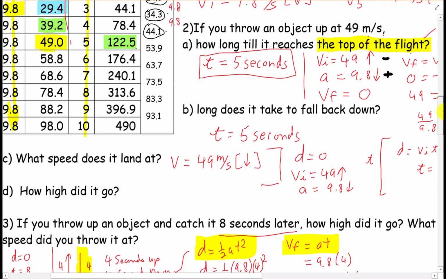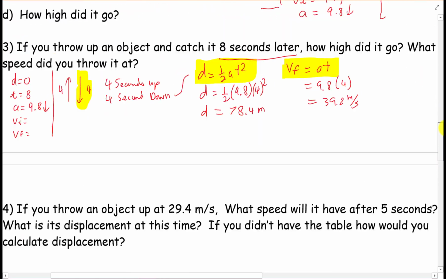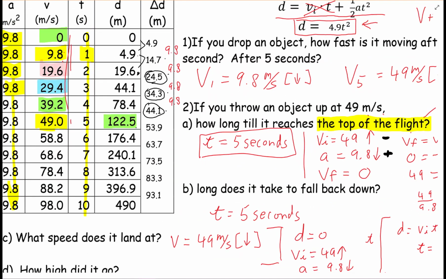Let's just take a look at the table. 29.4. Okay, so I'm just going to erase all my highlightings there so we can see what we're doing here. It starts here. So after 1 second, it's going to have this speed up. After 2 seconds, it's going to have that speed. At 3 seconds, it's going to be stopped. After 4 seconds, it's going to be back to here. And after 5 seconds, it's there because it goes up here and then starts falling here. So after 5 seconds, it'll have a speed of 19.6 down.